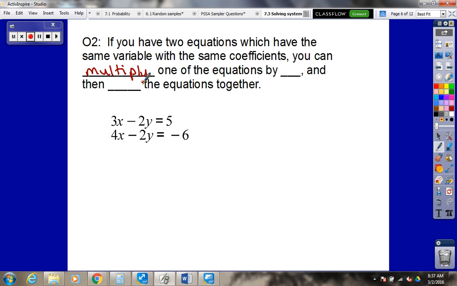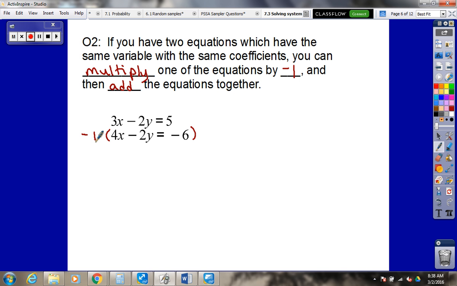Itself. 1. Negative 1. Good. If we multiply it by negative 1, that's going to make this 2y in one of the equations positive, and then we can eliminate it. And then we can add the equations together. So it really does not matter which one I decide to multiply by negative 1. I'm going to do the second one. So I'm going to take this whole equation, and I'm going to multiply it by negative 1. So that's going to change my equation, and I'm just going to rewrite my equation over here.